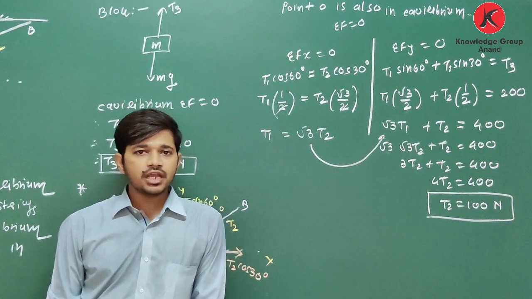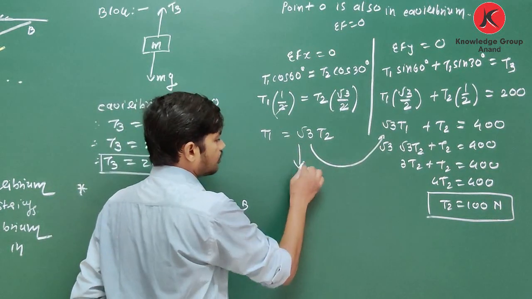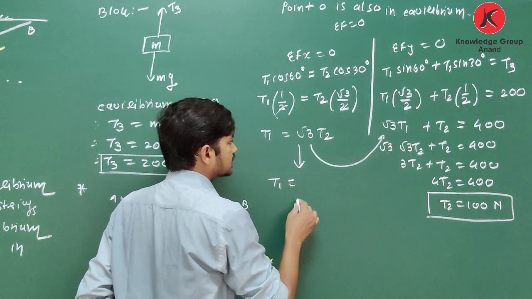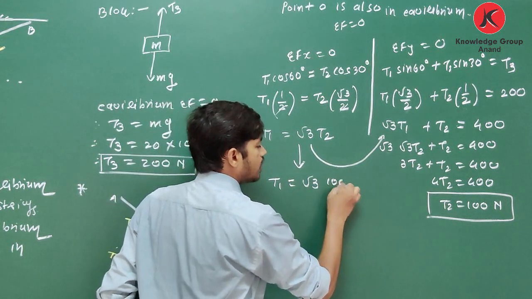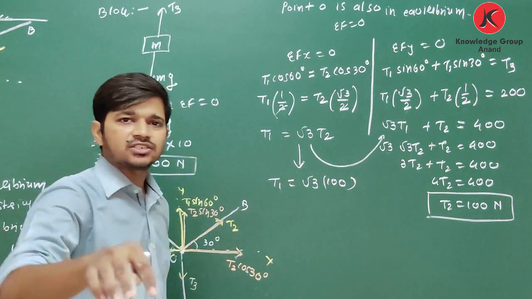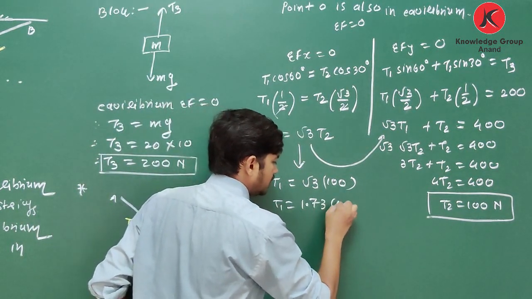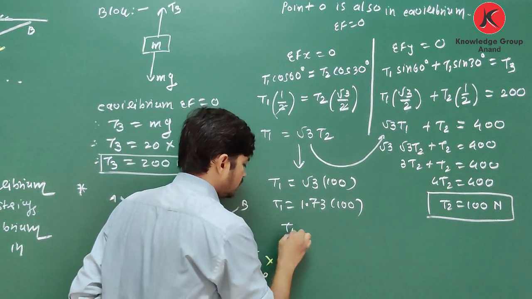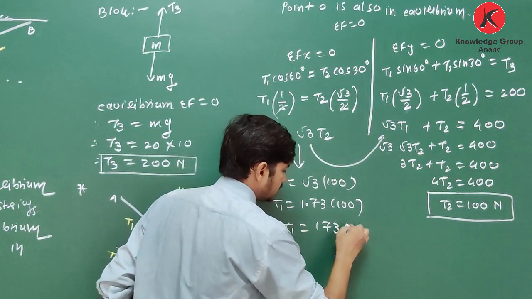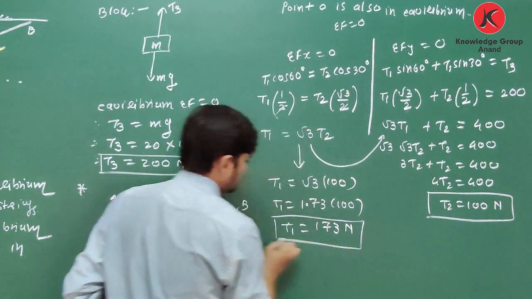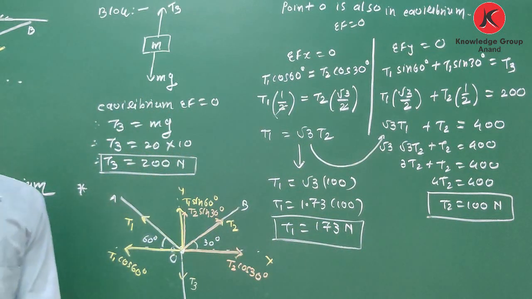Easy. Okay. How to find T1? Yes, put the value in this equation. T1 is equal to root 3 into 100. And yes, what is root 3? So T1 is equal to 1.73 into 100. So T1 is equal to 173 Newton.